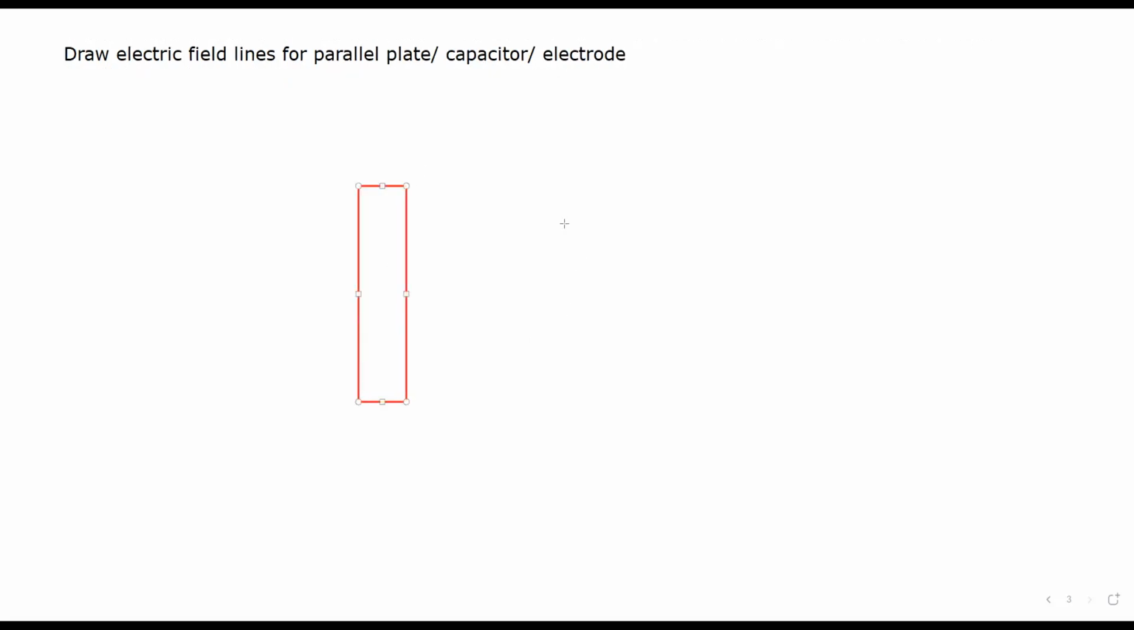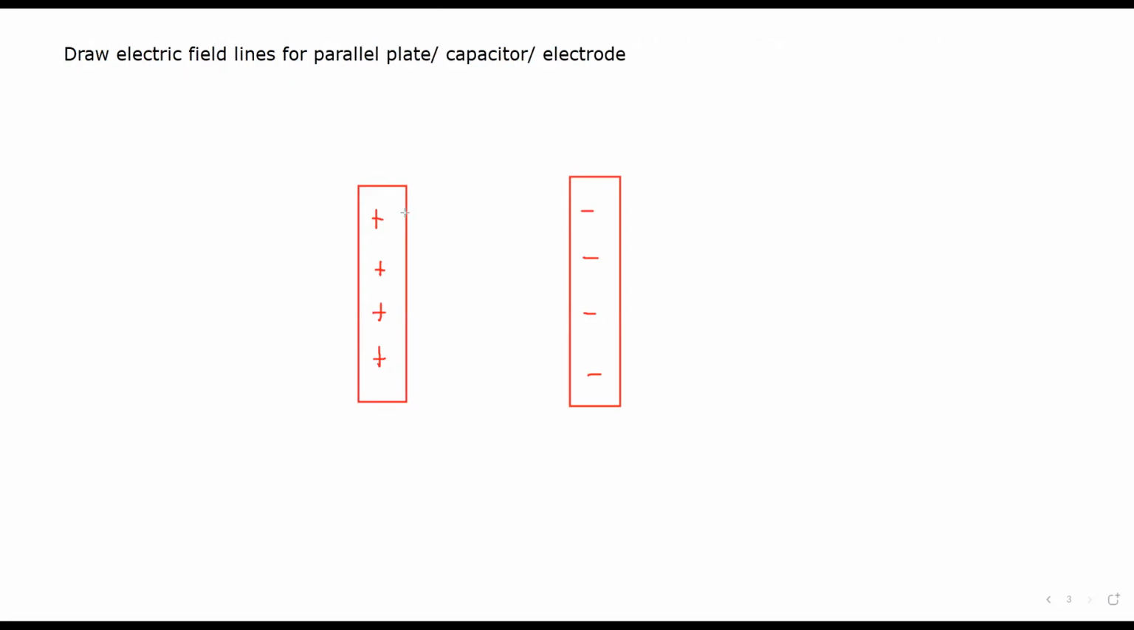Parallel plates, or capacitor, or electrode. So if two parallel plates are there, like this is one, this was another, and we have a positive and the negative charge on these plates. This is also known as capacitor, electrode, or parallel plates.